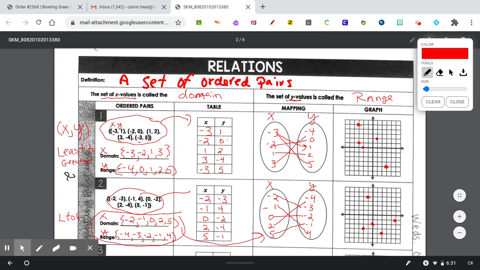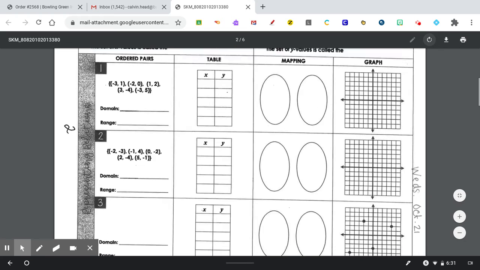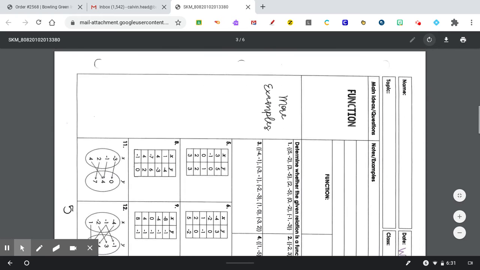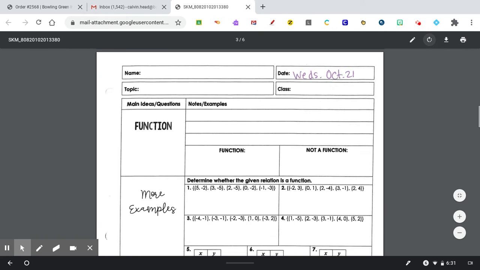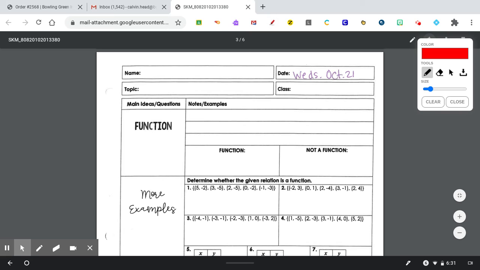Now we're going to go to our last page of what we're going to do today. Let me flip it around. All of these go together. So now we're talking about functions. Basically, a function is a relationship between values.